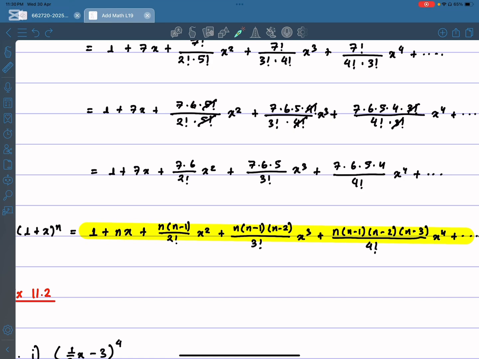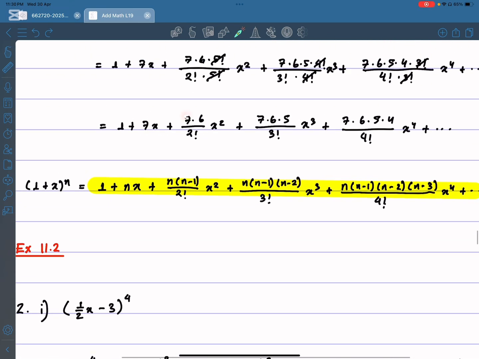An interesting thing happens. The 5 factorials get cancelled out. Here, the 4 factorials get cancelled out. And here, the 3 factorials get cancelled out. So what do we get? We get 7 into 6 over 2 factorial, 7 into 6 into 5 over 3 factorial, and 7 into 6 into 5 into 4 divided by 4 factorial.